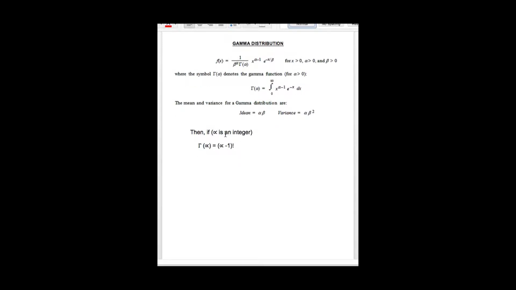the gamma function of alpha denotes the gamma function for alpha greater than 0, which is equal to the integral from 0 to infinity of s to the power of alpha minus 1, e to the power of negative s, ds. The mean and variance for the gamma distribution are: the mean is alpha multiplied by beta, and the variance is alpha multiplied by beta squared. Then if alpha is an integer, gamma of alpha equals alpha minus 1 factorial.